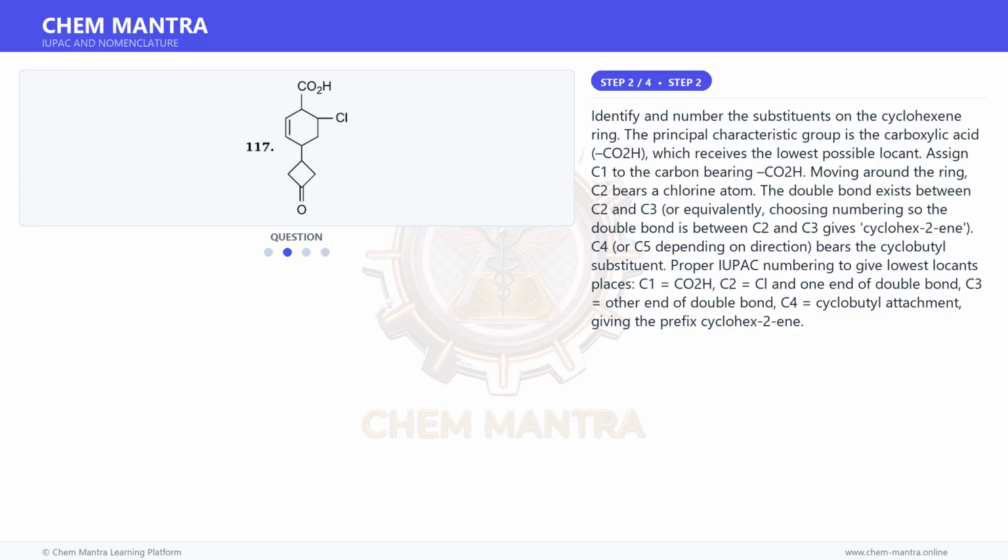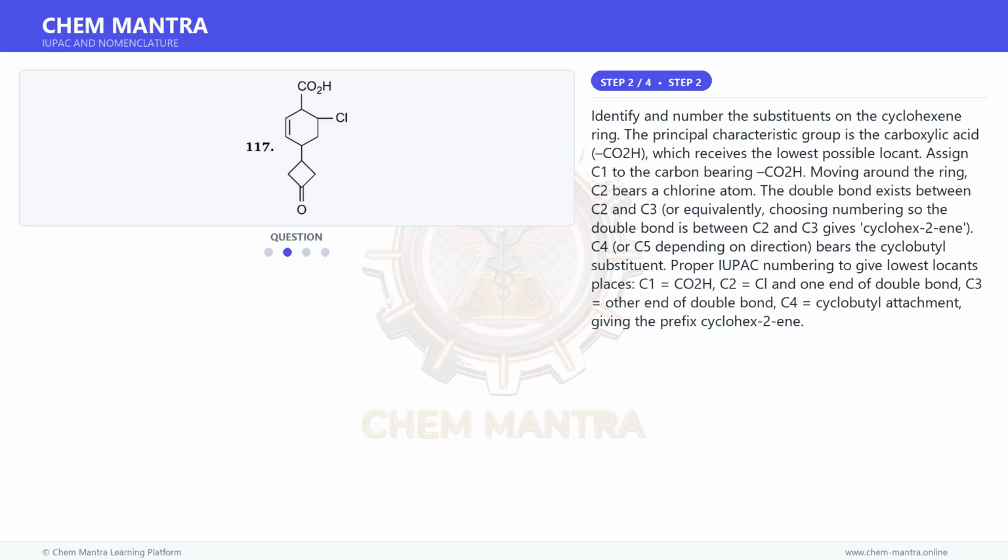Identify and number the substituents on the cyclohexene ring. The principal characteristic group is the carboxylic acid, COOH, which receives the lowest possible locant. Assign C1 to the carbon bearing COOH. Moving around the ring, C2 bears a chlorine atom.